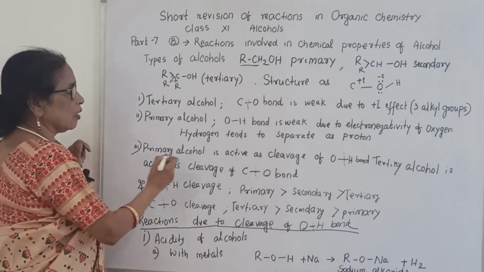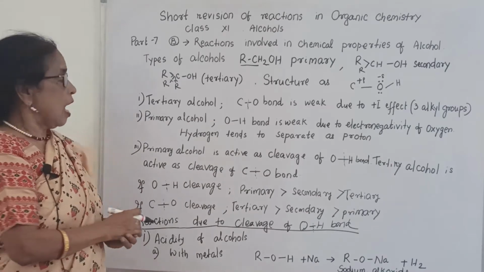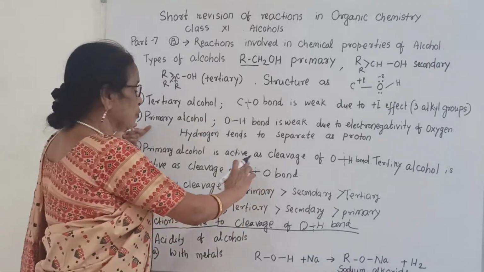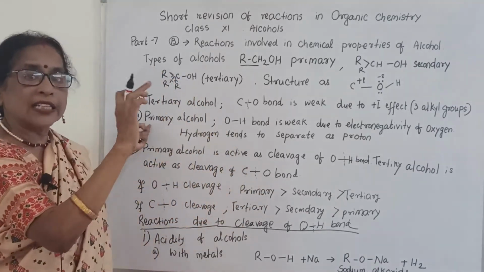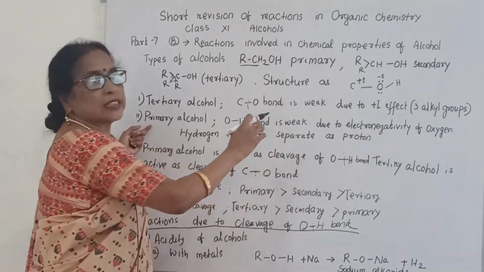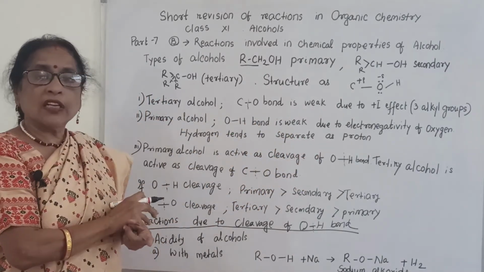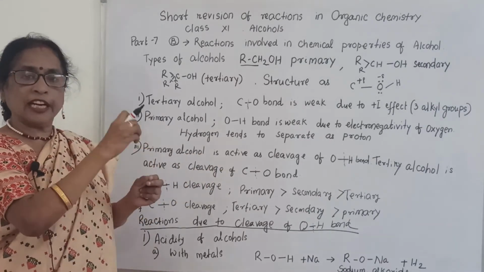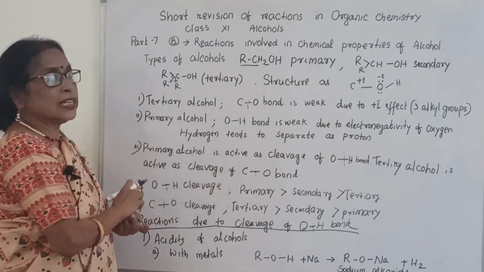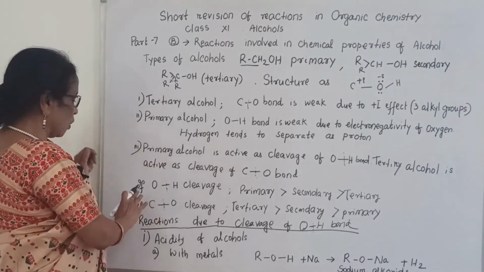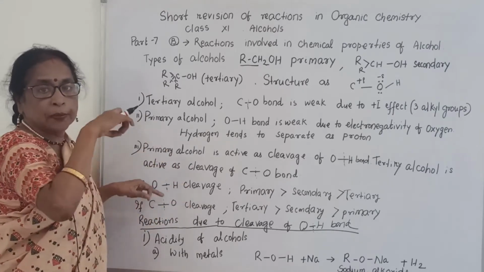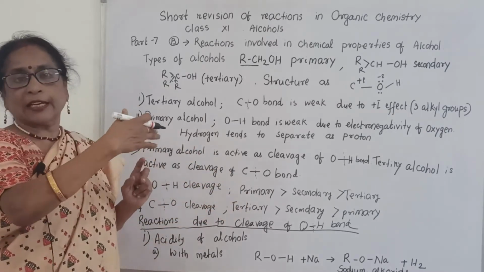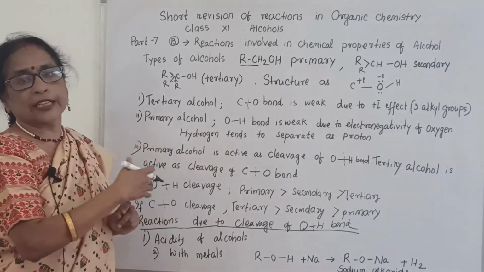Now see, primary alcohol is active in cleavage of the OH bond. I told you just now the OH bond is weak because oxygen is more electronegative. That is why primary alcohol is active when the OH bond cleaves. Tertiary alcohol is active when the CO bond cleaves. Then what is the conclusion? If the OH bond cleaves, primary is more active than secondary, which is more active than tertiary.